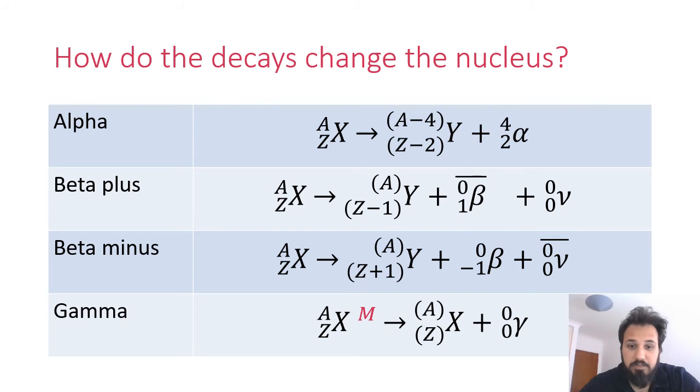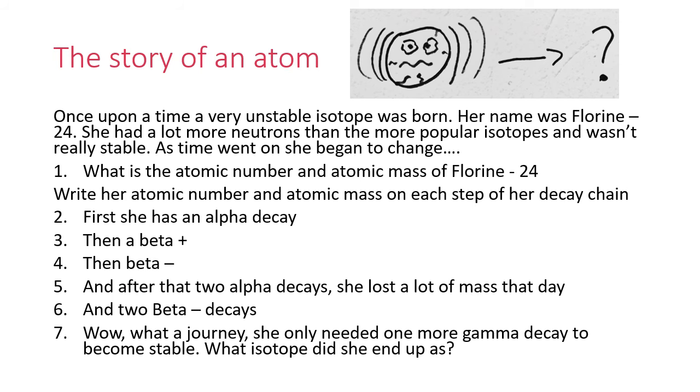Once the atom emits the gamma radiation, then it becomes its stable form. Now that we've been through how different atoms decay when they undergo different decays, you can have a go at this task. Work out which isotope we get at every step along this journey. Pause the video and have a go. Hopefully you ended up with carbon-12.